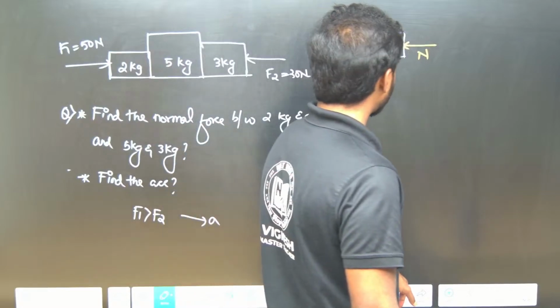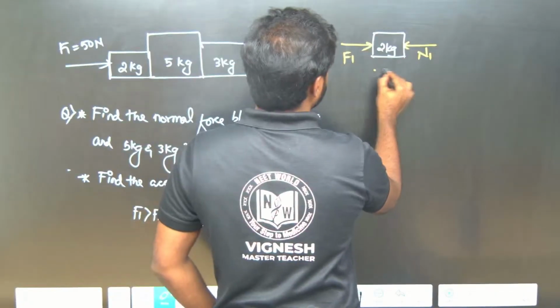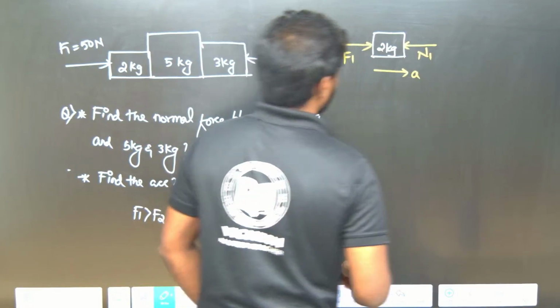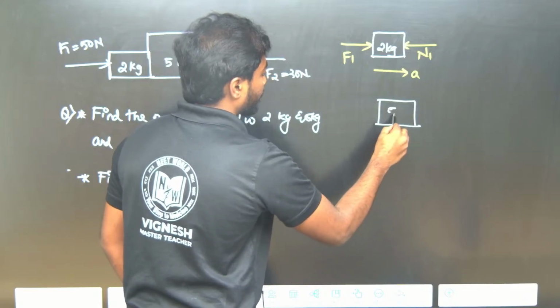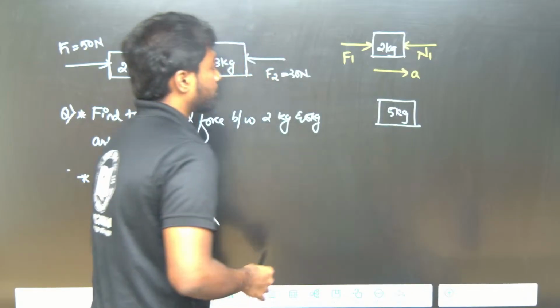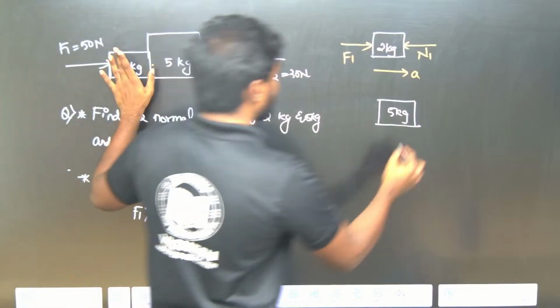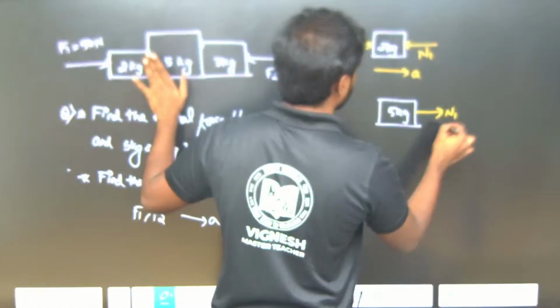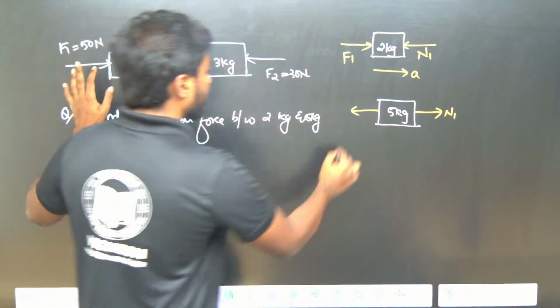No need to talk about the y-axis. So N1, that's it. Acceleration is in this direction, A. Now the next block is 5 kg. So N1 is acting in this direction now, and this is my N2 by block 3.